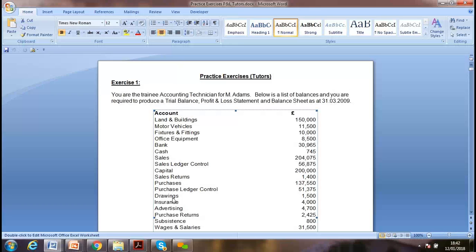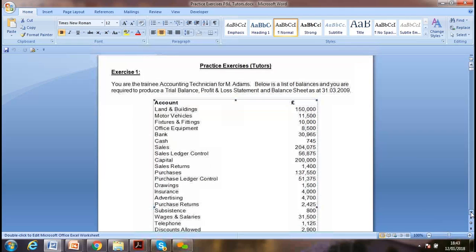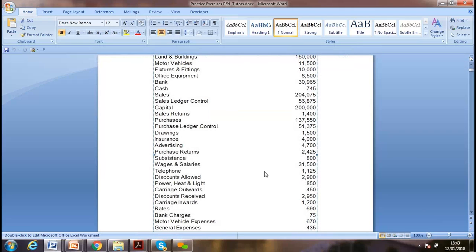Drawing is an expense, goes on the debit side. Insurance is an expense. Advertising is an expense. Purchase is a debit. Purchase return will be credit. Subsistence means we are offering some discount, so that goes on the debit side. Expense. Wages go on the debit side. Telephone bills are on the debit side. Discount allowed means we gave a discount to somebody, that's an expense for the business. Power and heat are expenses. Carriage outward means the delivery charges we paid as a business.